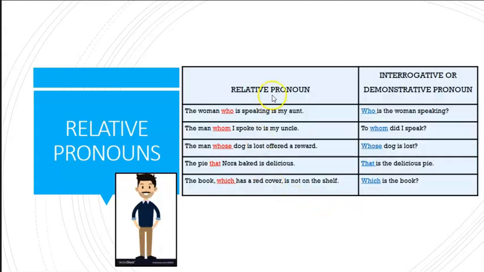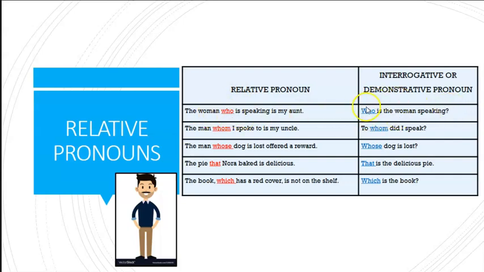So here's some examples. The woman who is speaking is my aunt. So who here is the relative pronoun. It's referring to the woman, right? Who is speaking is our subordinate clause, right? So who is the subject of it, and is speaking is a verb, right? Who is speaking is actually telling us about the woman, okay?